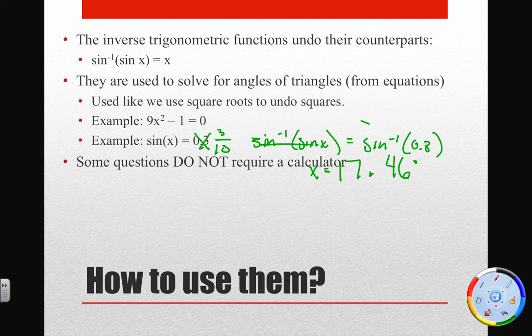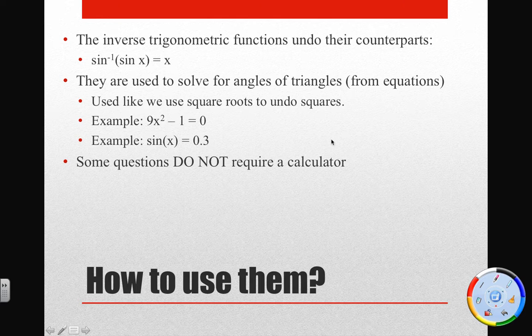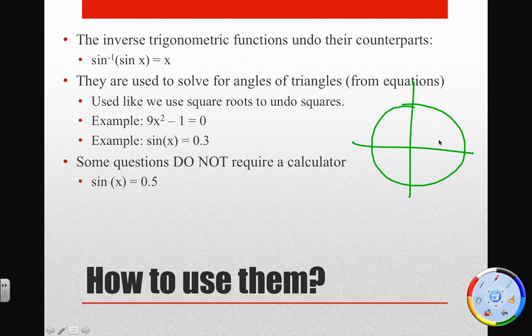Some of our questions will be the ones that don't require calculators, and that would look something like this, where the sine of x is equal to 0.5. Well, if you were to think about your unit circle, the sine is equal to the y coordinate. There's a y coordinate right here, root 3 over 2 comma 1/2. There is a y-coordinate that gets me 1/2, which means my answer here, x is 30 degrees.